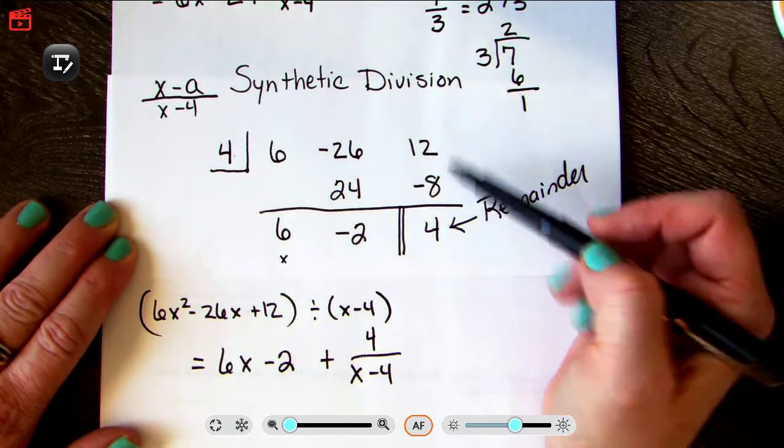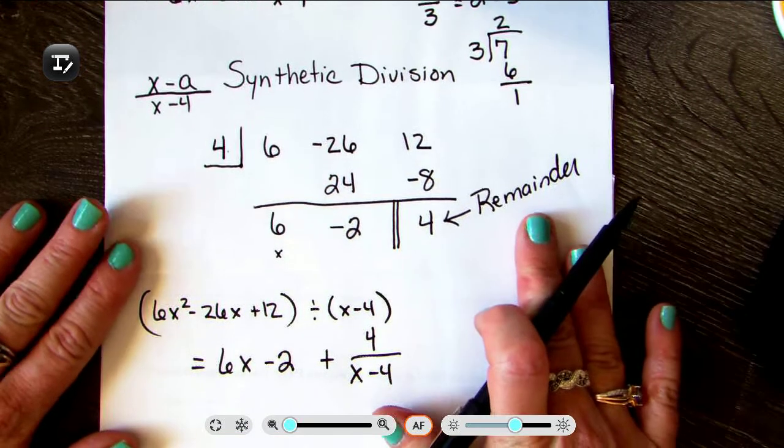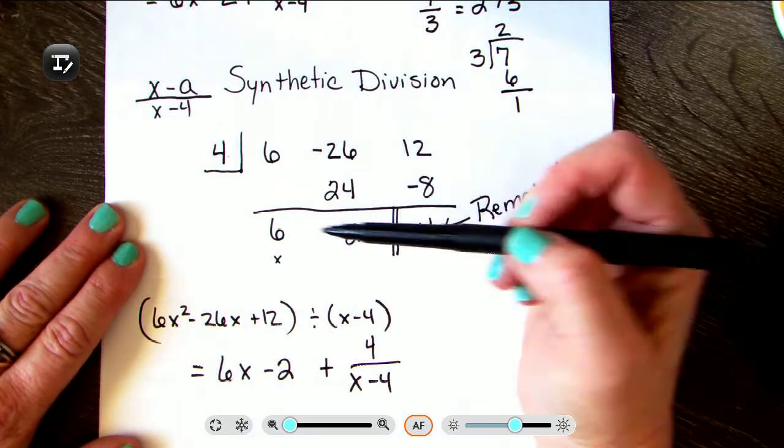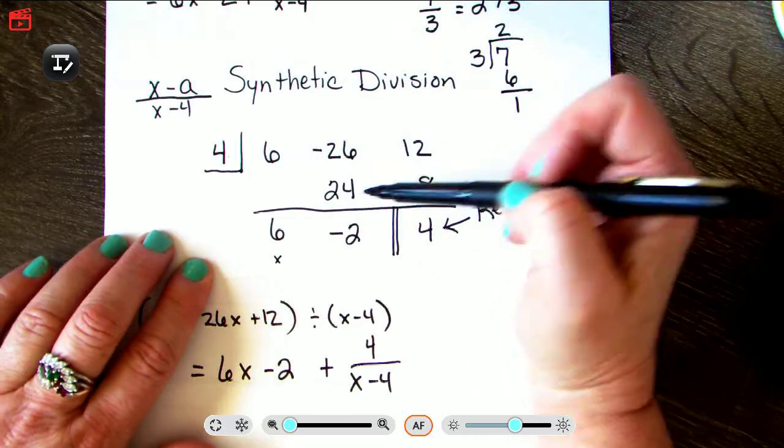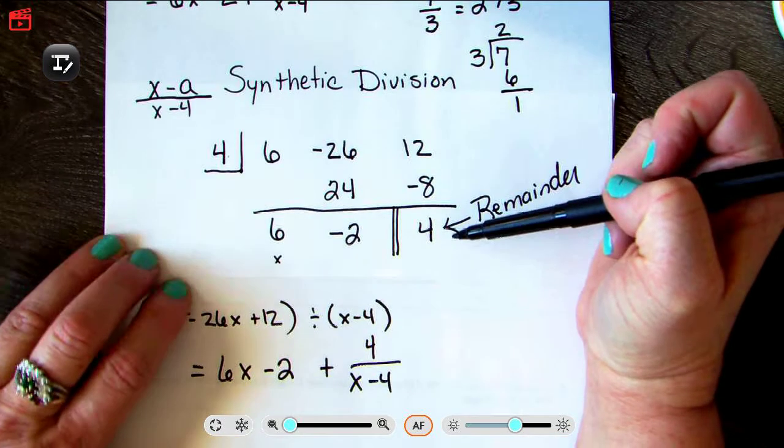Okay, but synthetic division is a little bit faster, and I like it because we don't subtract. I'm better at adding, as most people are. So we multiply and add, multiply and add.